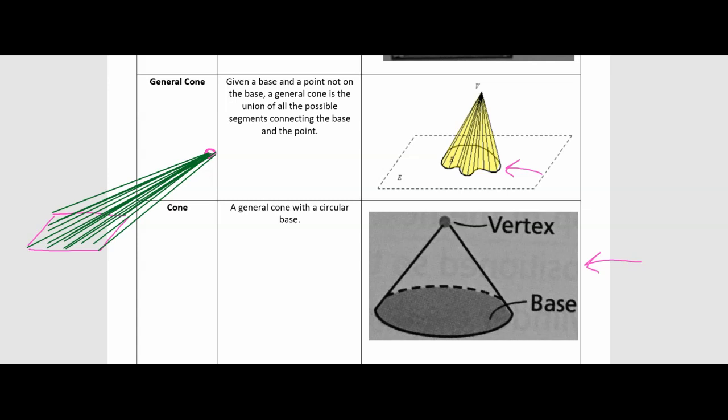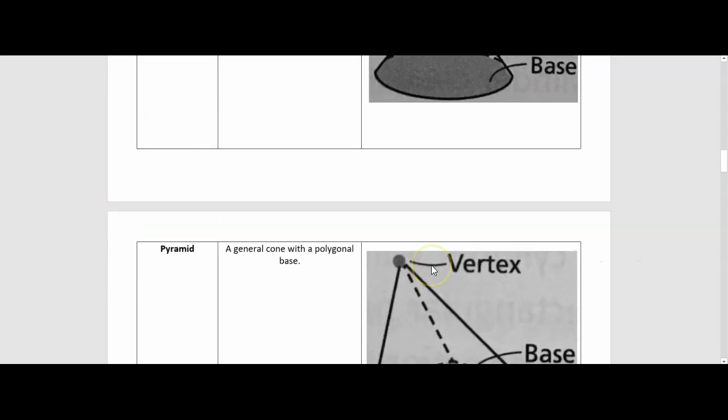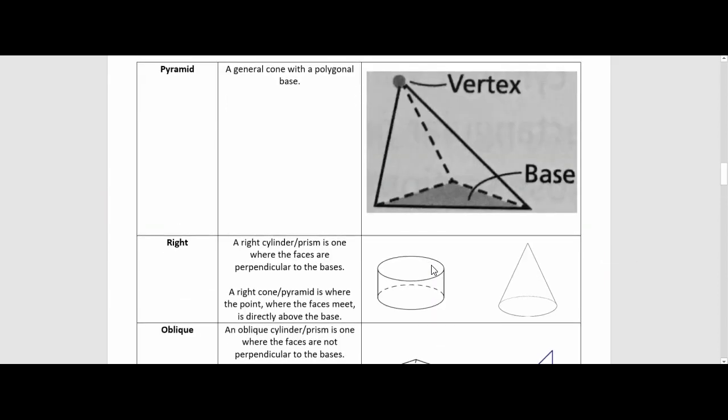Notice that the segments are not parallel in this case, because they all intersect at that point that's not on the base. If you take off the word general, then you're left with what you guys have known as a cone, and this is when it has a circular base. A pyramid: just like a prism was a general cylinder with a polygonal base, a pyramid is a general cone with a polygonal base. So it's got to have a square or a triangle or a rectangle or a hexagon, etc., some polygon as its base.